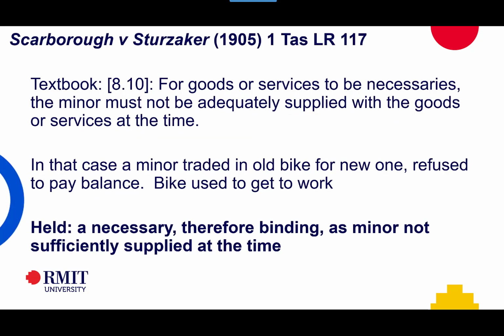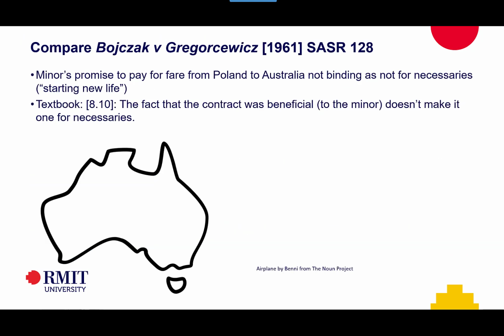We already talked about Scarborough and Sturzaker. Sturzaker was the only part that I could remember. Tasmanian case, talked about that when we were talking about the quiz, but I've got an animation of a bike because clearly I have too much time on my hands. Can't proof. Similar case though, the other one with the Polish names, Bojczak and Gregorcewicz.